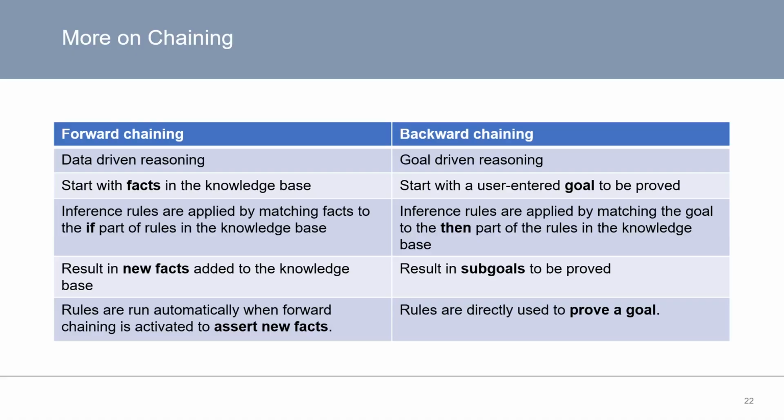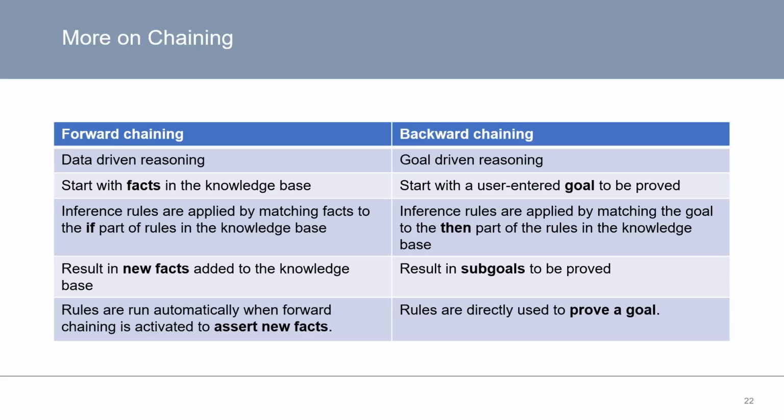Recall that forward chaining starts with facts in the knowledge base. Then, inference rules are applied by matching the facts to the if part of rules in the knowledge base. This results in new facts being added to the knowledge base. Here, rules are run automatically when forward chaining is activated in order to assert new facts. The end result can be the assertion of many facts, including a particular fact that we're interested in.